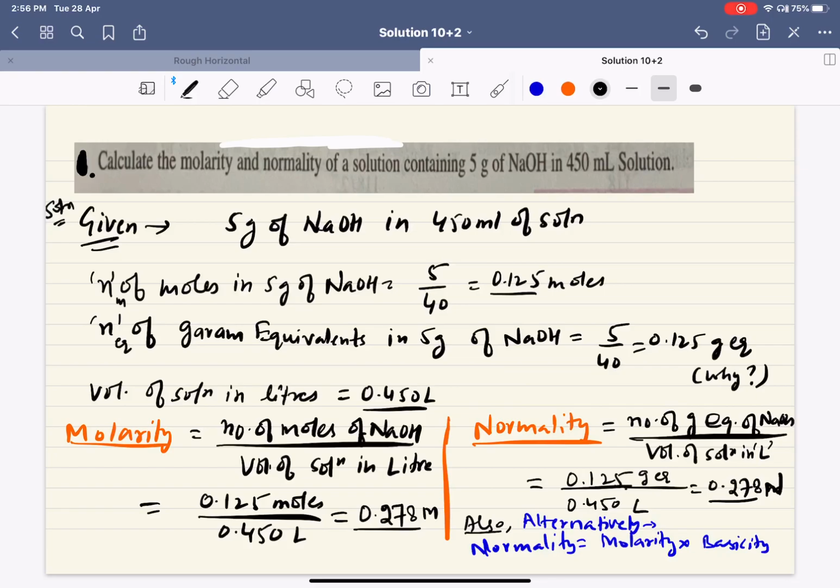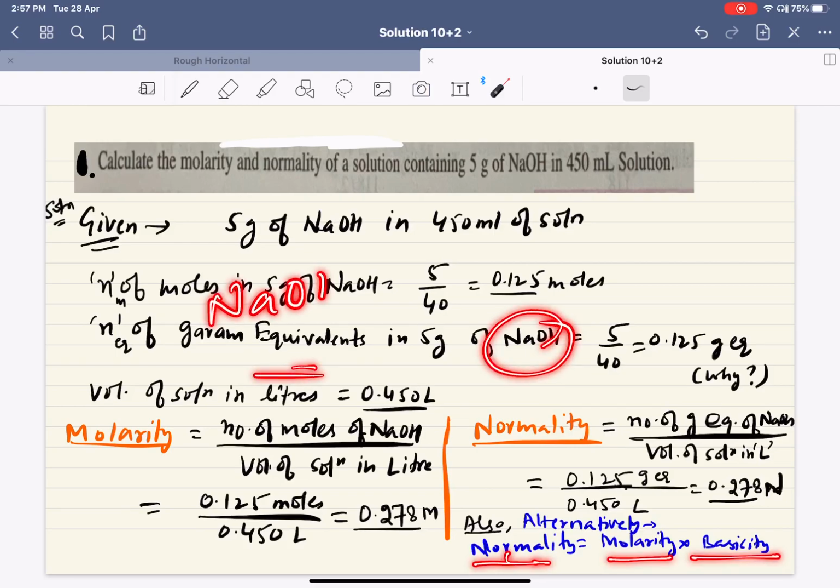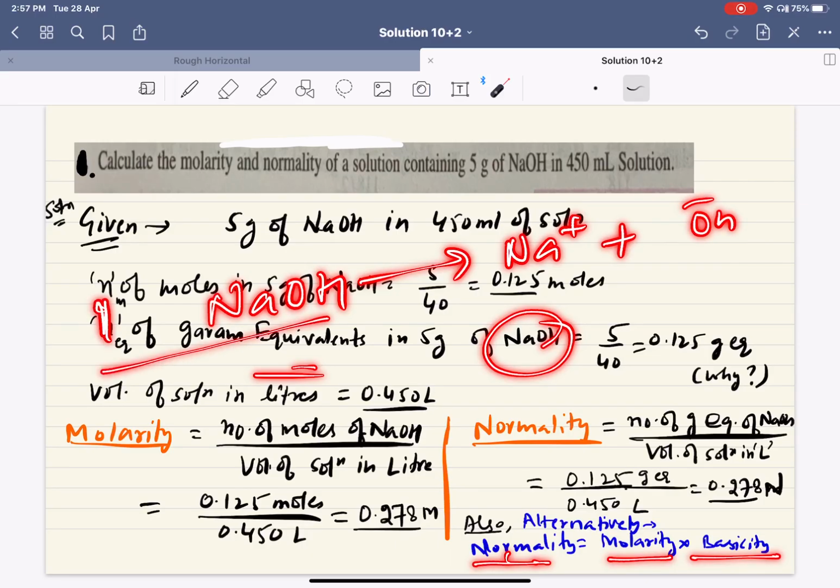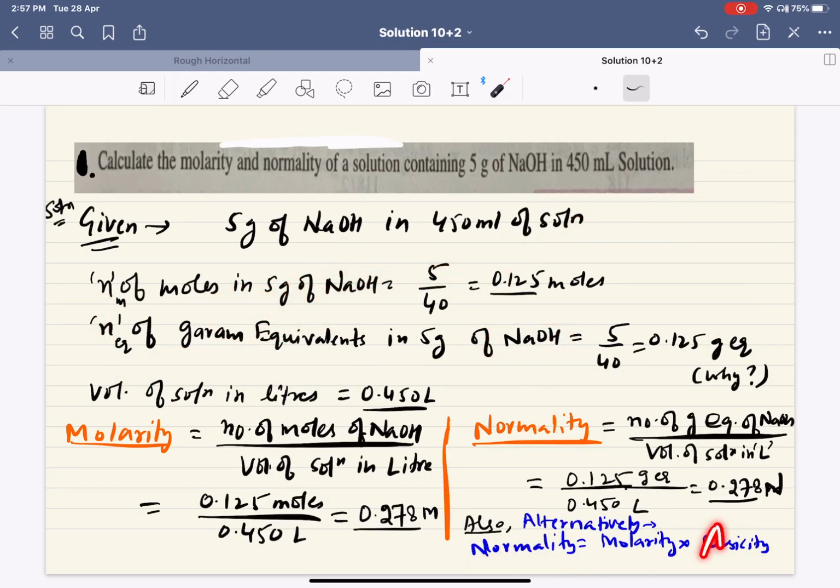Also you can do it by a simple shortcut. You know that normality is equal to molarity into basicity. Last time बताया था last video में. So normality is equal to molarity into basicity. और NaOH की basicity कितनी है? NaOH जब ionize होगा it is going to produce Na positive ion and one OH negative ion. When one molecule of NaOH is getting ionized, it produces one OH negative ion. Means it has basicity 1. Okay, not basicity. Bases are having acidity. यहाँ पे acidity आएगा. This is having acidity 1.